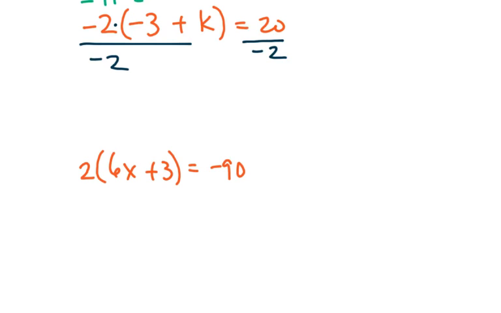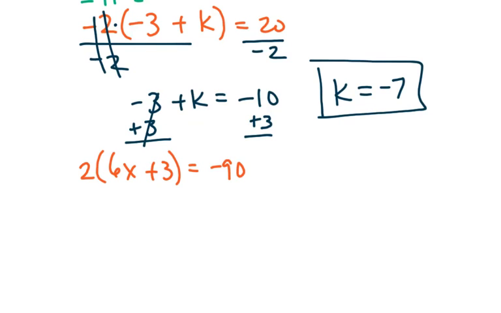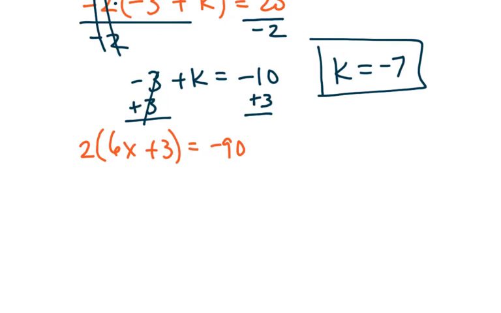That's about it. But if we divided first, this wipes that out, leaving me with -3 plus k in this case, and giving me -10. And then the opposite of -3 is +3, leaving me with k equals -7. So you have a better opportunity of maybe being able to do it in your head, if that's your thing. But it doesn't really matter.